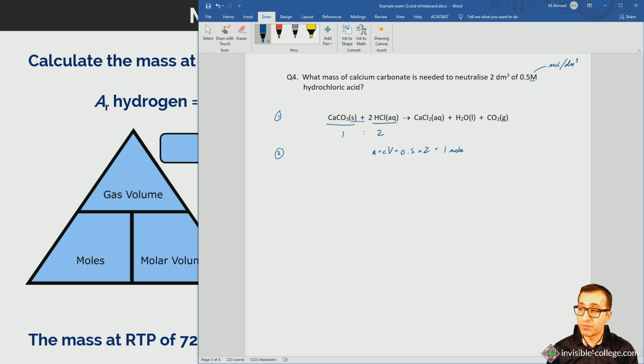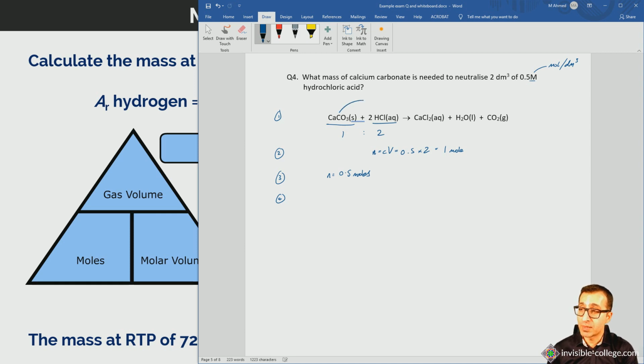Now the ratio of calcium carbonate to hydrochloric acid is 1 to 2. So if we have 1 mole of hydrochloric acid, we must have half that many moles of calcium carbonate. So third step, number of moles of calcium carbonate is going to be 0.5 moles. So the final step, the fourth step, we're being asked for the mass of calcium carbonate, so we need to convert this number of moles into a mass.